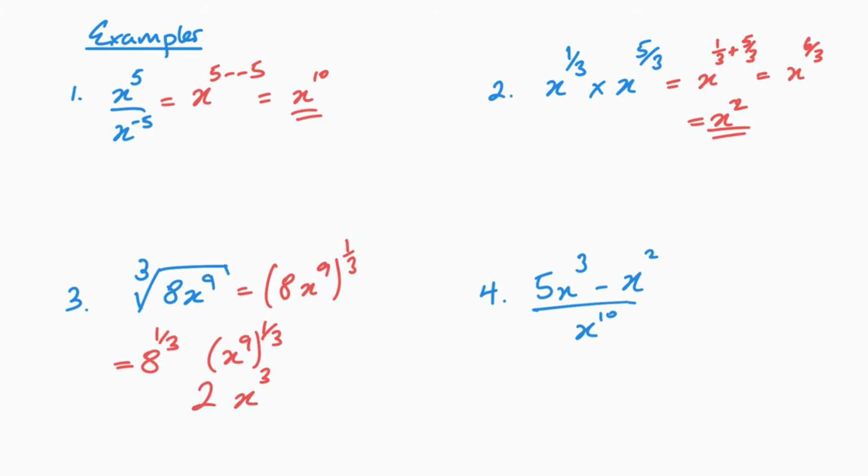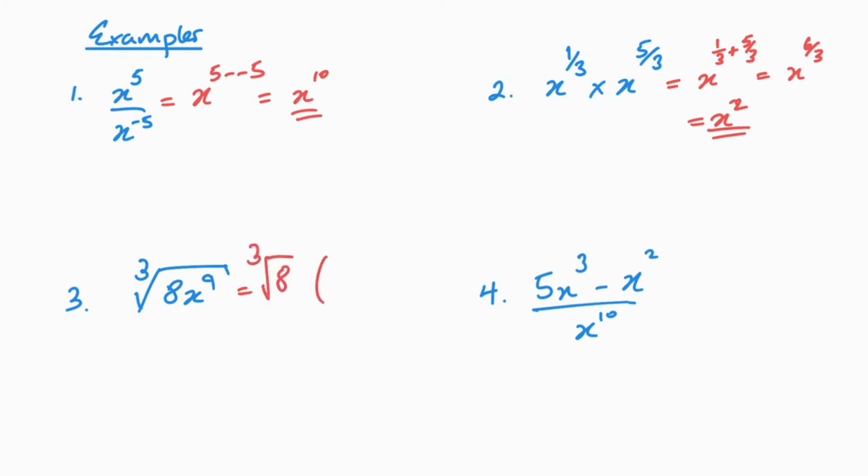Another way you could look at it would be thinking of the numbers and the letters separately. So you're taking the cube root of 8, and then with your x to the power 9, you're taking that as a power. So the cube root of 8 is 2, and then x to the power 9 is x cubed. And that's kind of what you're thinking about in your head.